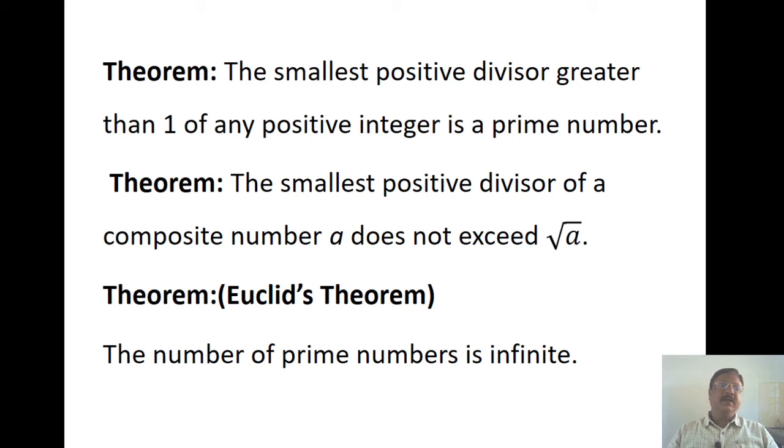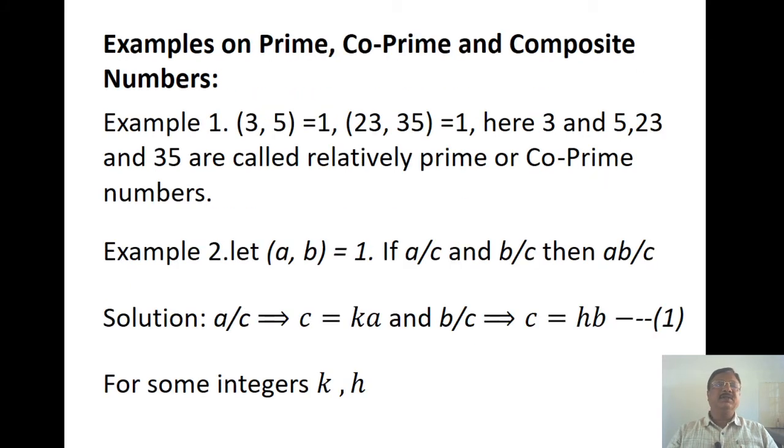Then again we have Euclid's theorem: the number of prime numbers is infinite, which means there are infinitely many prime numbers. So, let us see examples on prime, co-prime and composite numbers. Example 1, 3 and 5 are relatively prime numbers. Similarly, 23 and 35 are relatively prime or co-prime numbers.